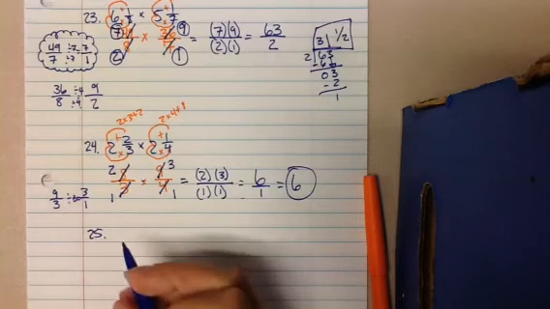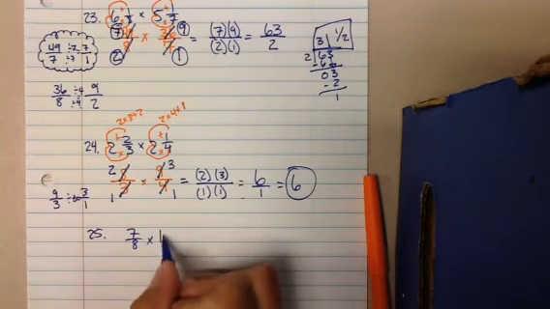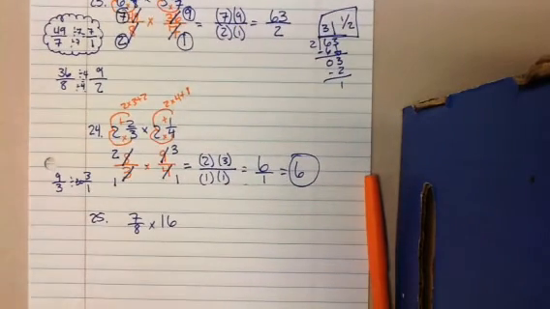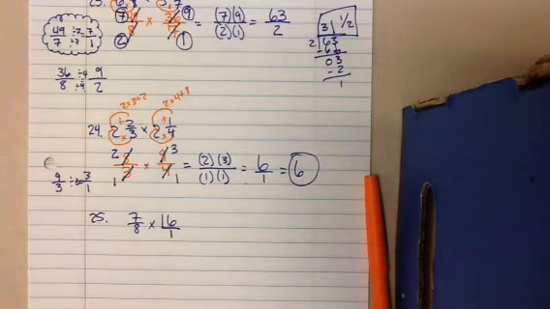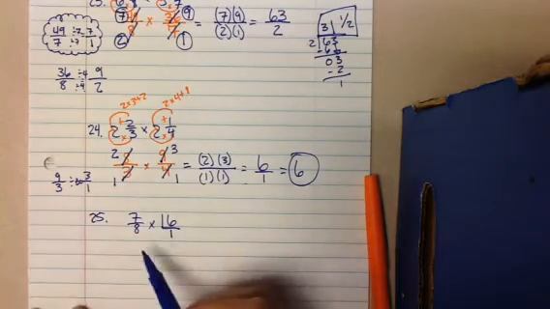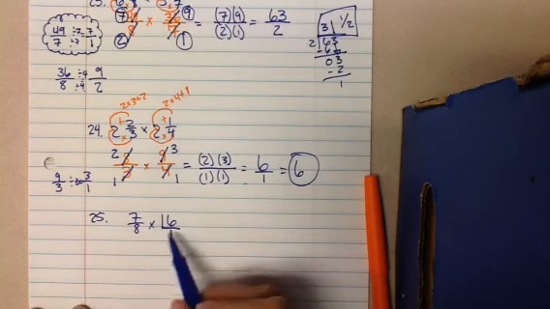All right, 25 is 7/8 times the whole number 16. Well, we're going to have to change that 16 that's a whole number into a fraction. In order to do that, we're going to put it over 1. Bam, just like that. Now I'm looking at my cross to see if I can cross cancel 7 and 8. They don't seem to have a common factor.